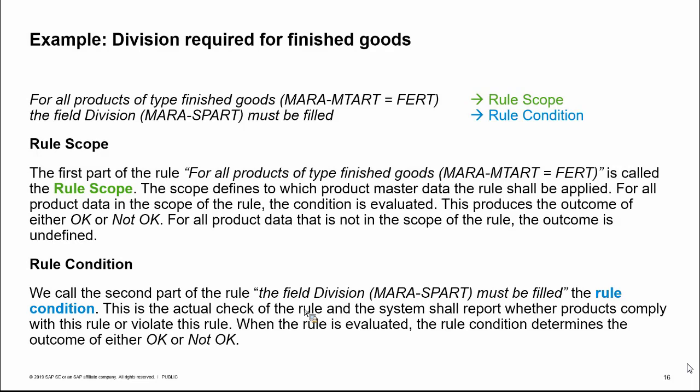So here again an example: if you have a rule that for all products of type finished goods the field division must be filled, you can split it in the upper part, which will be the rule scope. So all products of type finished goods will be the rule scope, and the rule condition is then simply whether the field division is filled, and in BF+ you will then check whether this field is initial or not.